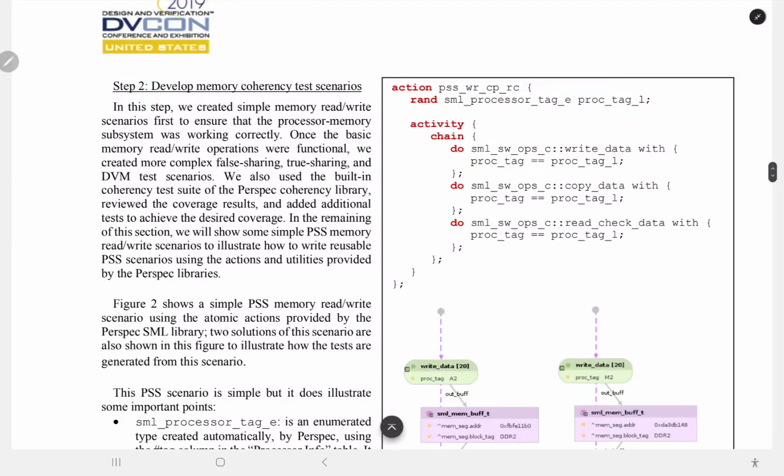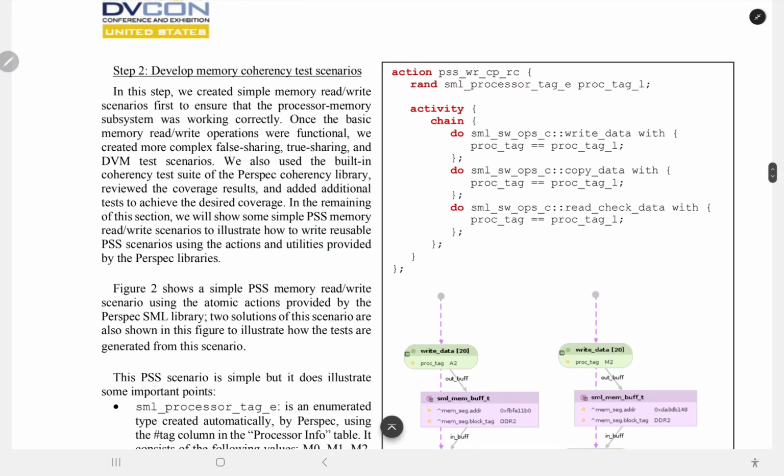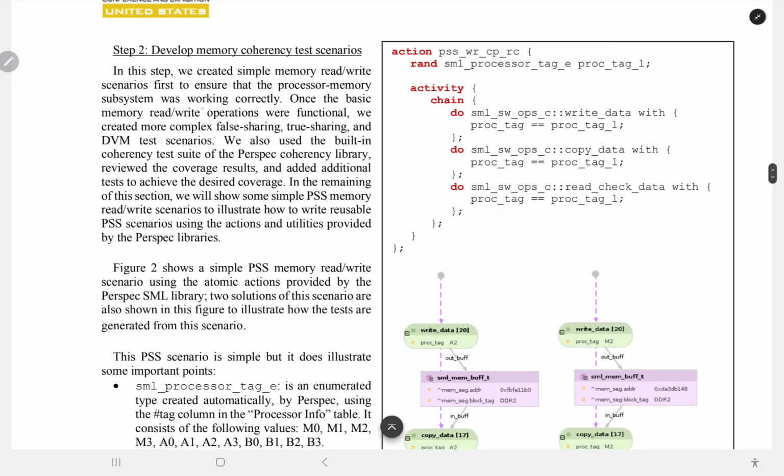Step 2, develop the memory coherency test scenarios. In this step, we created simple memory read and write scenarios first to ensure the processor memory subsystem was working correctly. Once the basic memory read and write operations were functional, we created more complex false sharing, true sharing, and DVM test scenarios. We also used the built-in coherency test suite of the Perspec coherency library, reviewed the coverage results, and added additional tests to achieve the desired coverage.